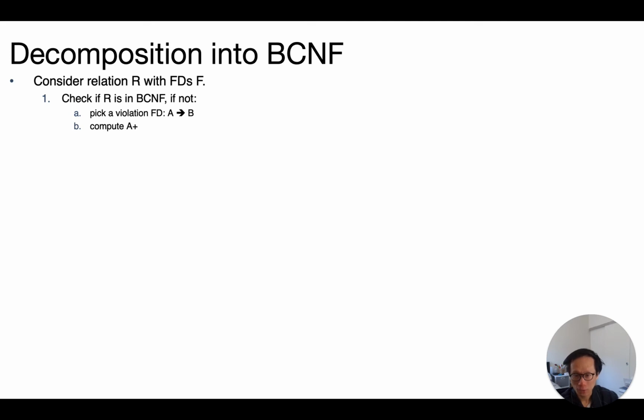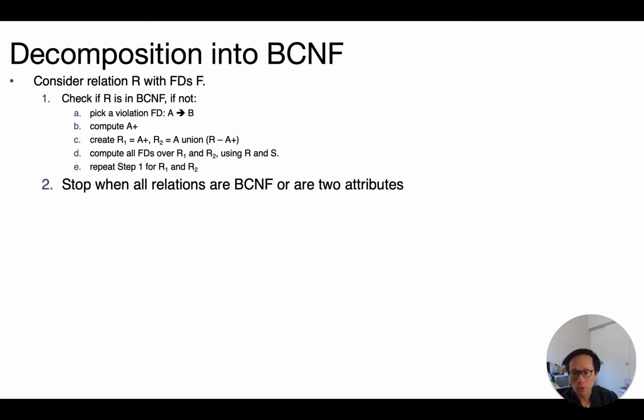We do that by first computing the closure of A, and then we create two relations, R1 consisting only of A plus, and R2 which consists of all the attributes not in A plus union with A. Then we compute the FDs that are relevant for R1 and R2. We now go back to step 1 for R1 and R2 separately. And we stop when all relations are in BCNF, or they only contain two attributes or fewer. Remember that relations with two or one attribute are already in BCNF form.